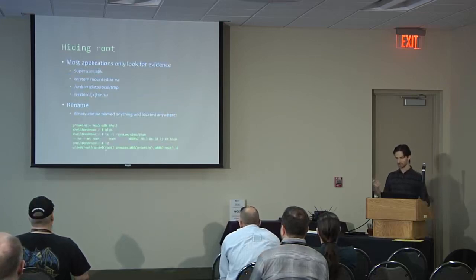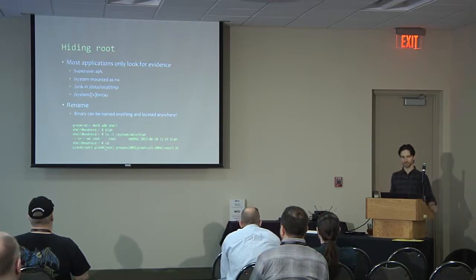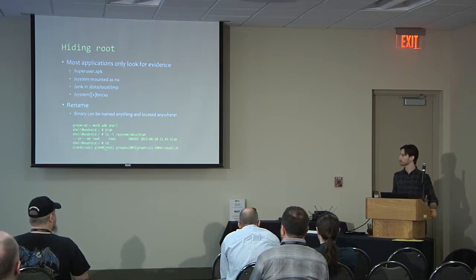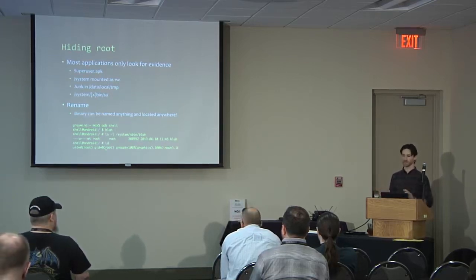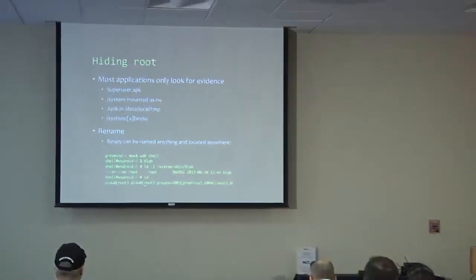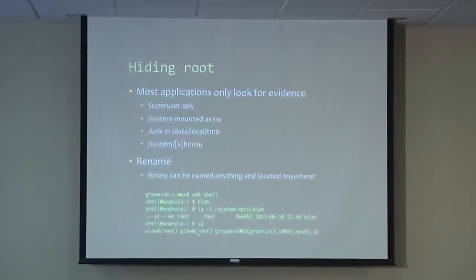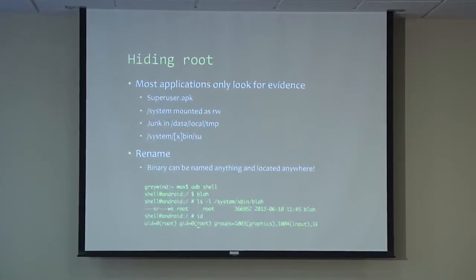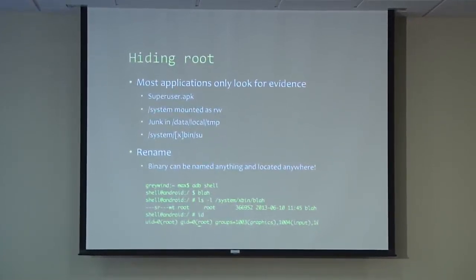Because it's a standard Linux binary, it's pretty hard to detect. So we've seen a lot of applications look for evidence by looking at superuser.apk, seeing if that's installed, or some of the other superuser managers. Whether system is mapped as read-write. If there's junk in data local temp, where a lot of one-click roots will leave remnants. And then in system, there's bin and xbin. If the SU binary is there, a lot of applications will detect root and say you can't do X, Y, or Z.